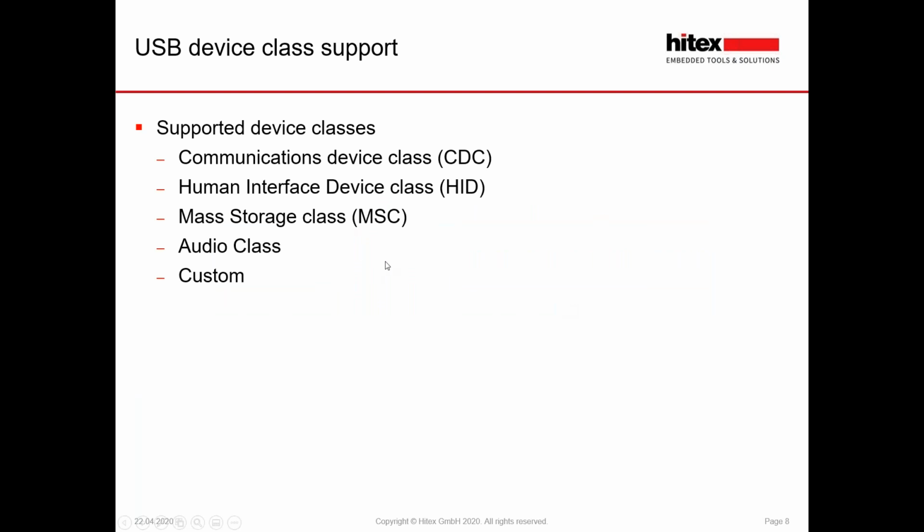They do support a number of device classes, so we'll have a look through these to see what they're capable of and how we configure them. We'll start with the communications device class. This allows us to create a virtual COM port. We can also create human interface device and link up to the file system with mass storage. And there is additionally audio class, which we don't cover today, but that will provide basic speaker and microphone support.